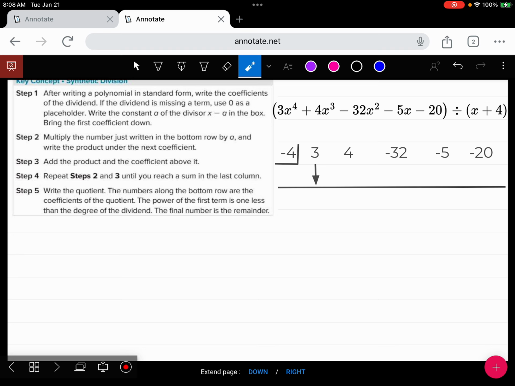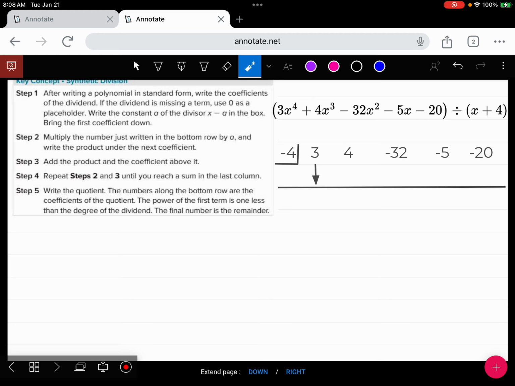We're taking this polynomial, our 3x to the 4th plus 4x cubed minus 32x squared minus 5x minus 20, and we're going to divide it by x plus 4. So we could set this up as our long division. This is the guy that goes inside the house. This guy goes outside. We could take our first term and our first term. We could absolutely do this one with long division. Long division is long, and this has a lot of pieces, and I don't want to.